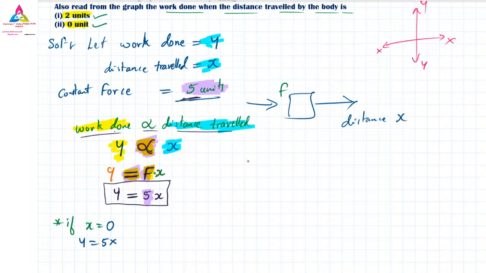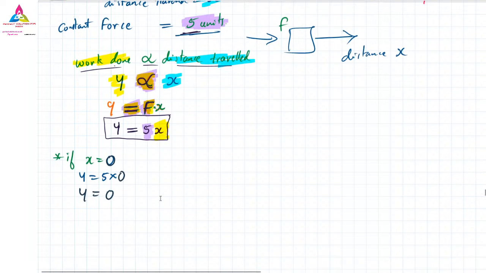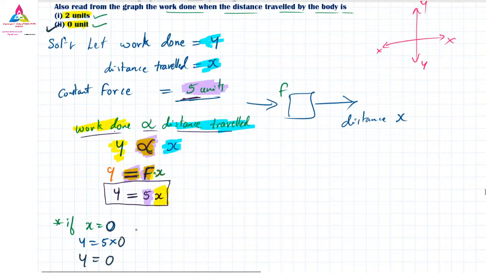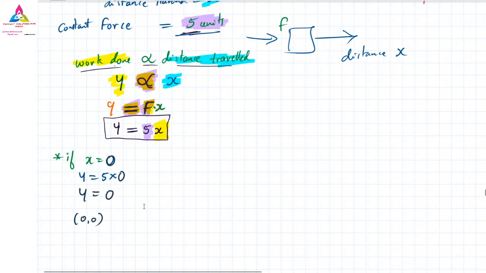y is equal to 5 into x. The x value over here is 0. First we will put the 0. When you put the 0, the y value turns to 0 itself. When the distance traveled is 0, the work done will be 0. So you have to write down 0 comma 0. That is the first answer for this question. The distance traveled by the body is 0 units, the work done will be 0.